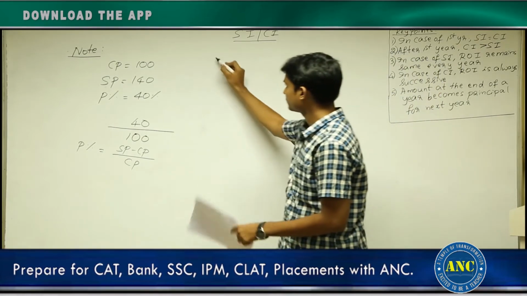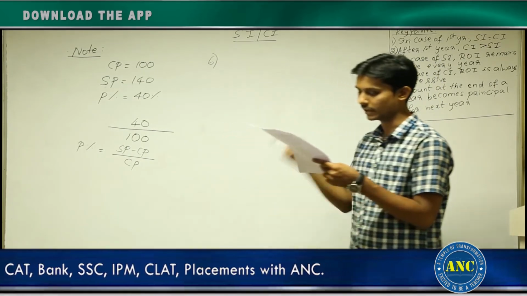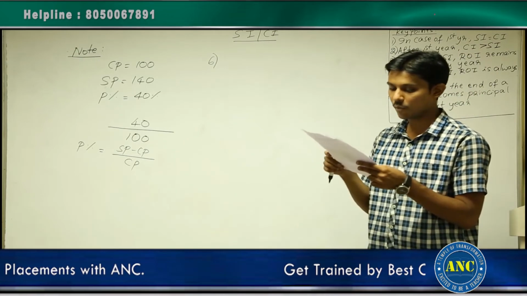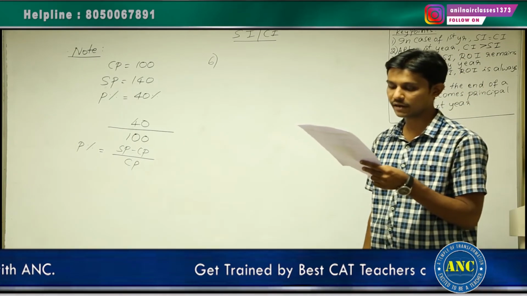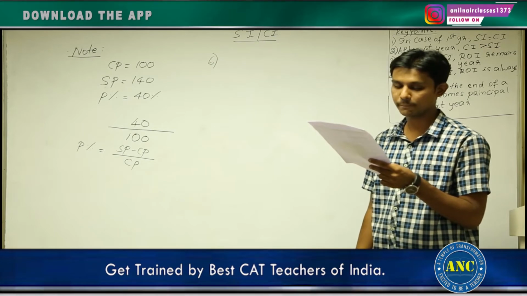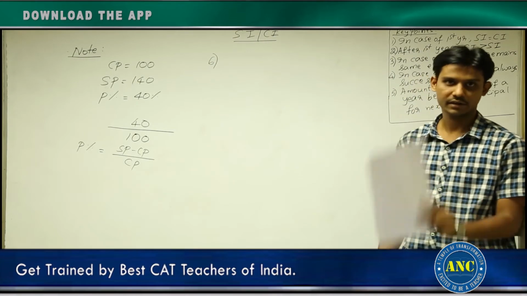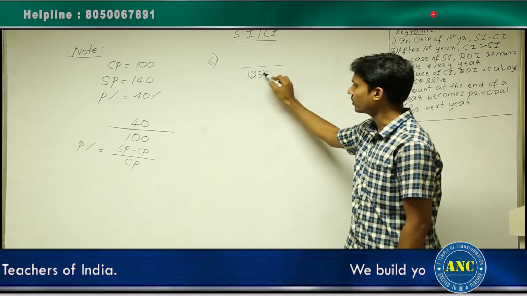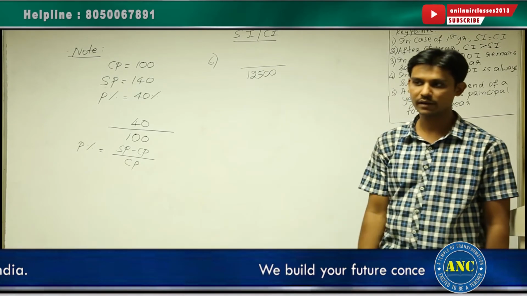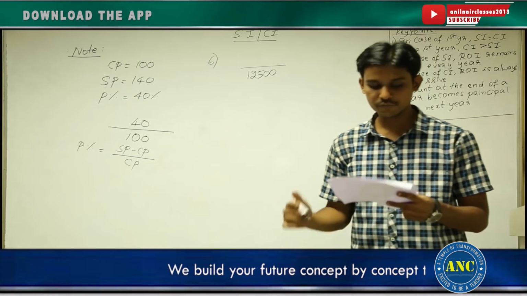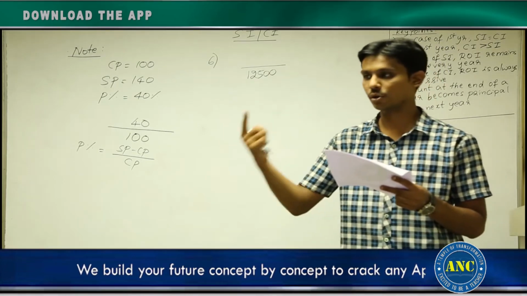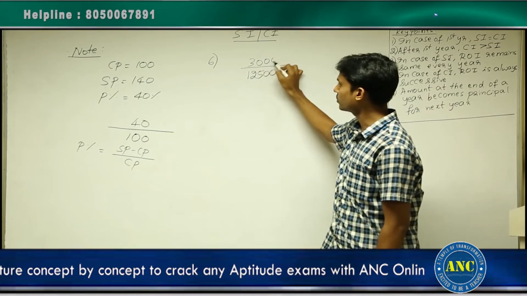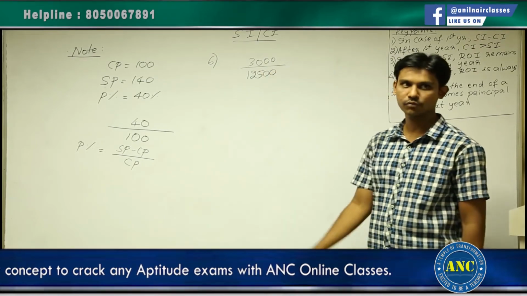See your sixth question. Let us use the same application. A sum of 12,500 amounts to rupees 15,500 in 4 years at simple interest. What is the rate of interest? See here. Initially it was 12,500. That will come in your denominator. 12,500 will become 15,500. That means there is an increase of 3,000 in 4 years. Remember that it is in 4 years.